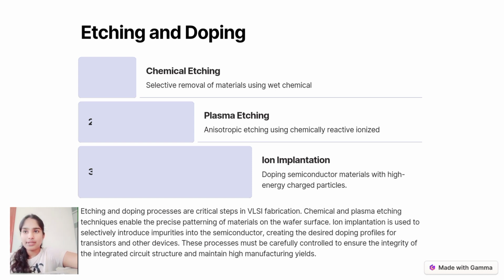Etching and doping processes are critical steps in VLSI fabrication. Chemical and plasma etching techniques enable the precise patterning of materials on the wafer surface. Ion implantation is used to selectively introduce impurities into the semiconductor, creating the desired doping profiles for transistors and other devices. These processes must be carefully controlled to ensure the integrity of the integrated circuit structures and maintain high manufacturing yields.